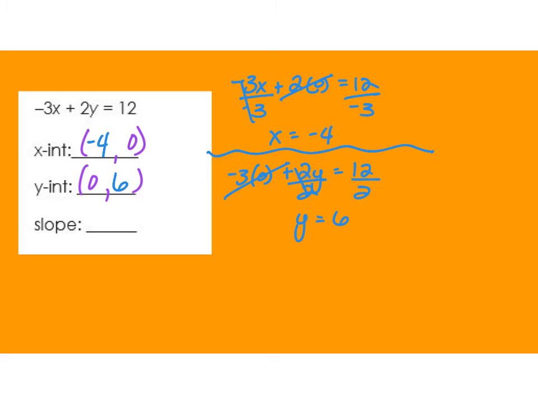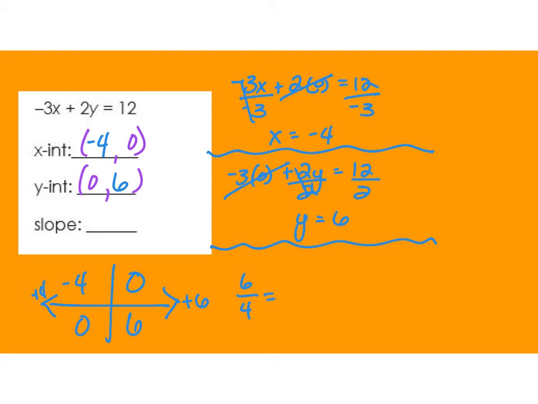Okay. Now, the next piece is that, let's say you need the slope because you have to graph it or you want to make sure you graphed correctly, whatever. We have 2 points here, ladies and gentlemen. We can use those 2 points to graph or to find our slope. So here we have 0 to 6, which is a +6. And then we have -4 to 0, which is a +4. So when I set this up as 6 over 4, it simplifies to 3 over 2. So our slope is 3 over 2.